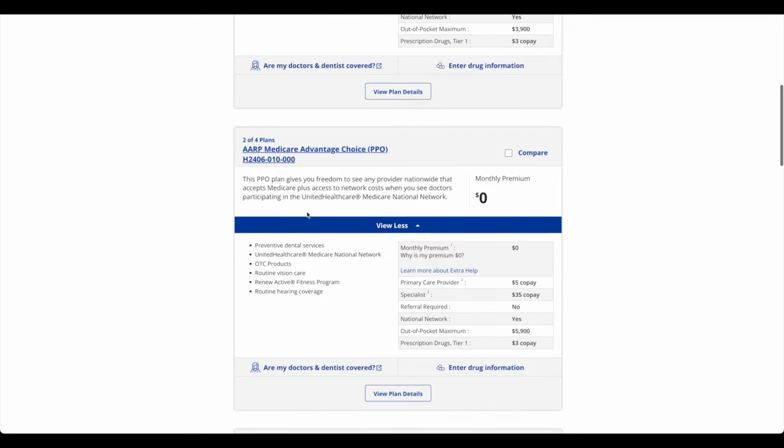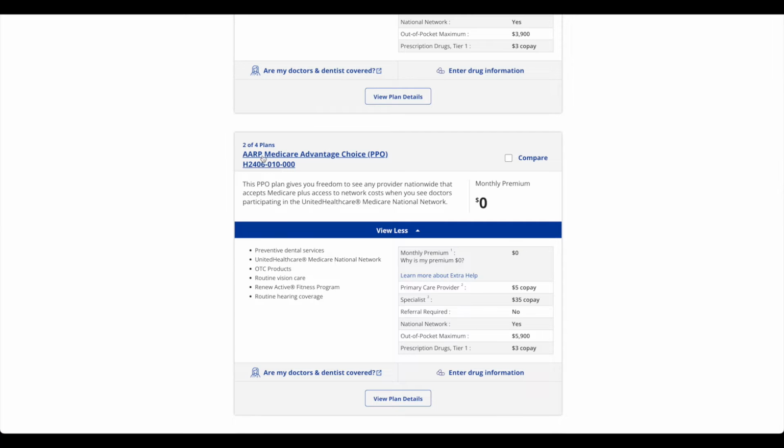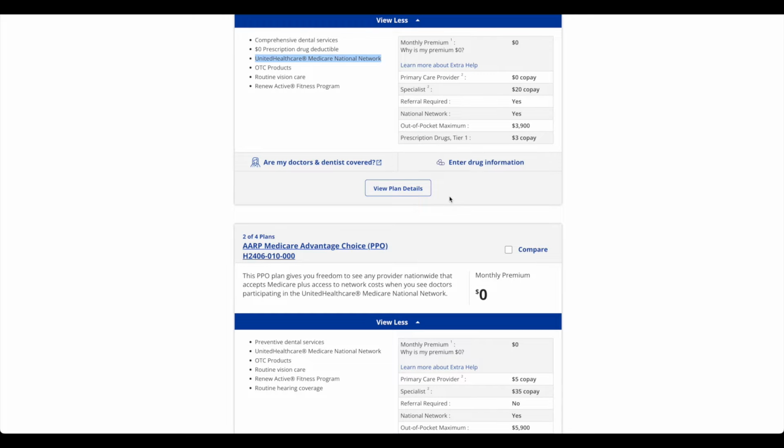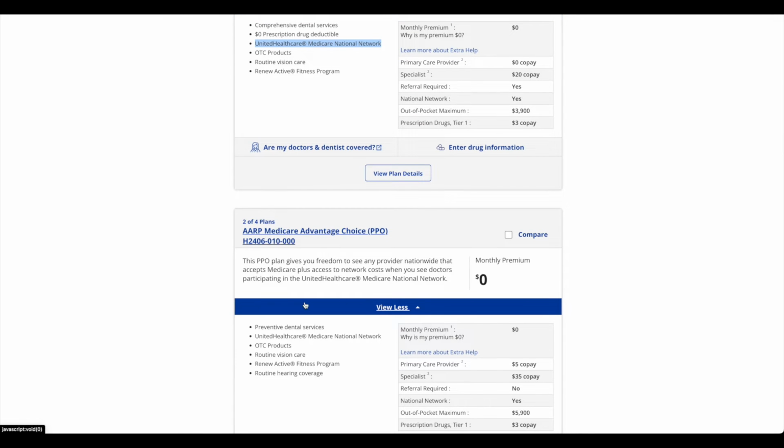So moving on to the next one, we have the AARP Medicare Advantage Choice PPO. And I'll keep the other plan kind of here in view as well, just so we can do an easy comparison. And so, again, it's a monthly premium of $0. So it's hard to get lower than zero, you would usually see Medicare Advantage plans at zero.